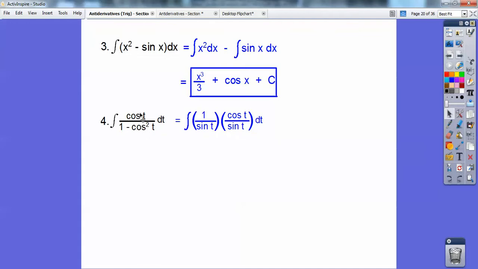So I have cosine t over sine squared of t. So I made it 1 over sine of t, there's my sine squared of t downstairs, and then cosine of t over sine of t. Okay, this is cosecant, this is cotangent. The integral of cosecant cotangent, you guys, is negative cosecant t. Don't forget your plus c.